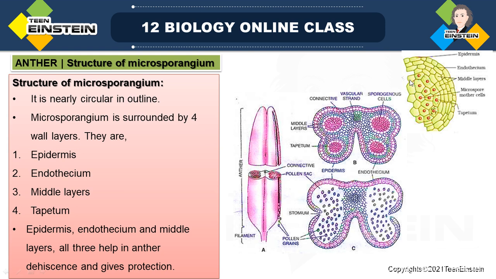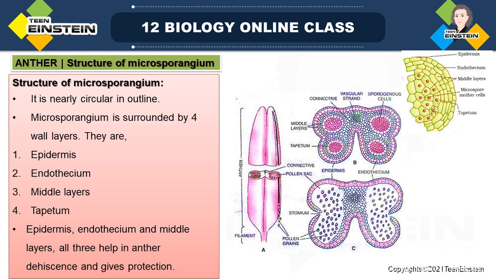The epidermis is the outermost layer and it is a single layer. So this gives protection. That is the function of epidermis. What is the function of epidermis? To give protection. And now the second layer is endothecium.